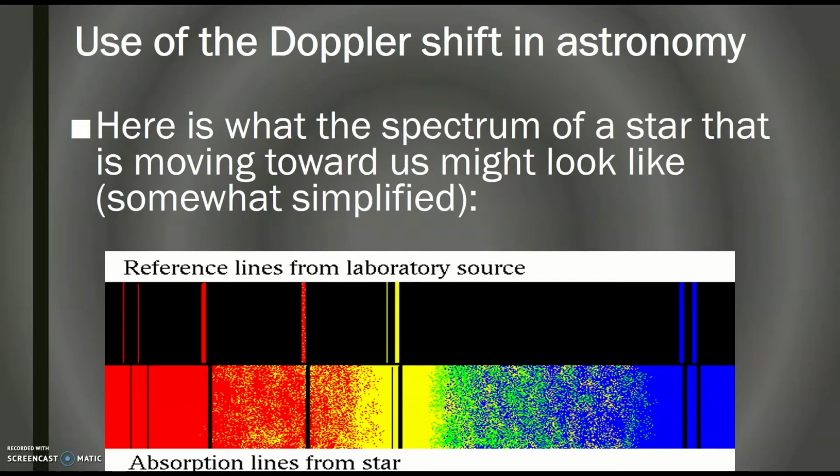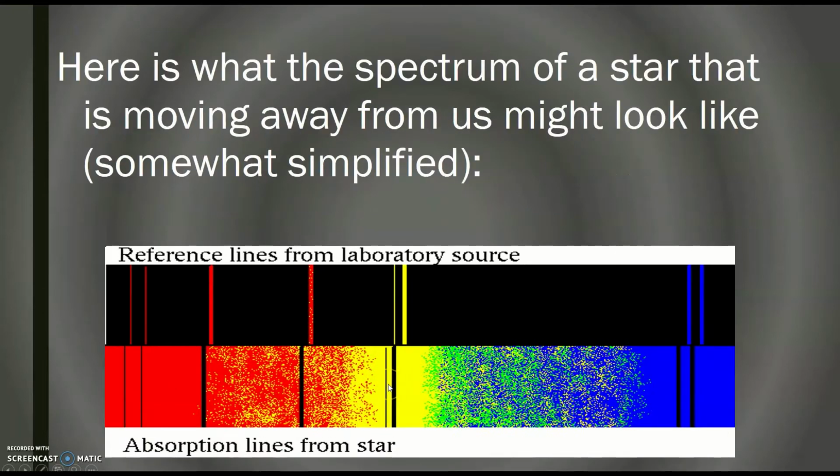So here's when we, in astronomy, use this exact same thing. This is a reference from a laboratory source, and you can look here. This is from a star, and we can see how ever so slightly these lines shifted to the blue side. Thus, this spectrum, these rainbows, show us that whatever this object, this star, is moving away.